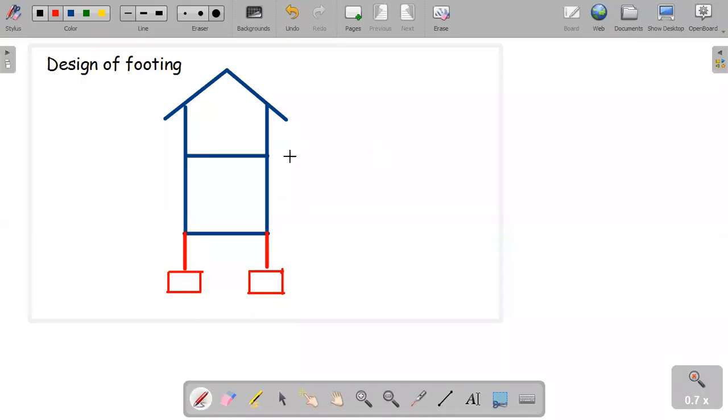Hi everyone. Today we are going to discuss how to design a footing of a structural building. We know the total load of the building is transferred to the footing, and then to the soil. There are roofs, beams, walls, columns, and slabs. All the loads are transferred to the soil through the footing. So let's discuss how we can design this kind of footing.